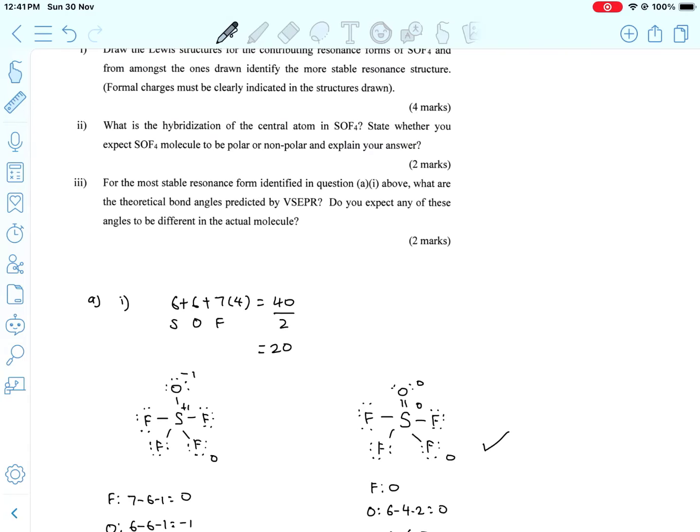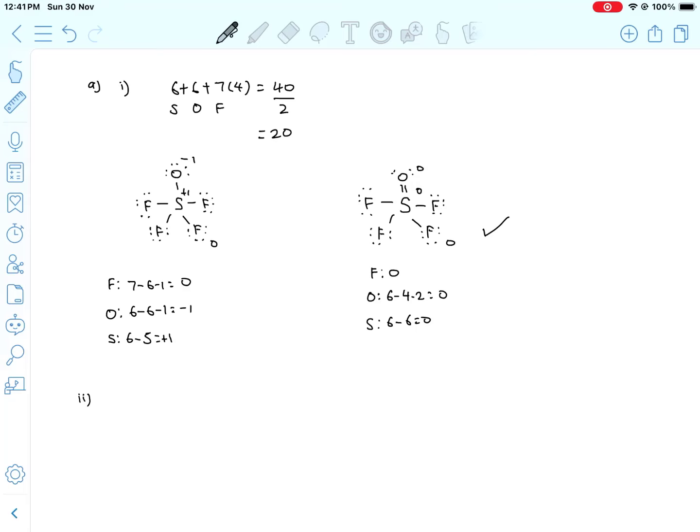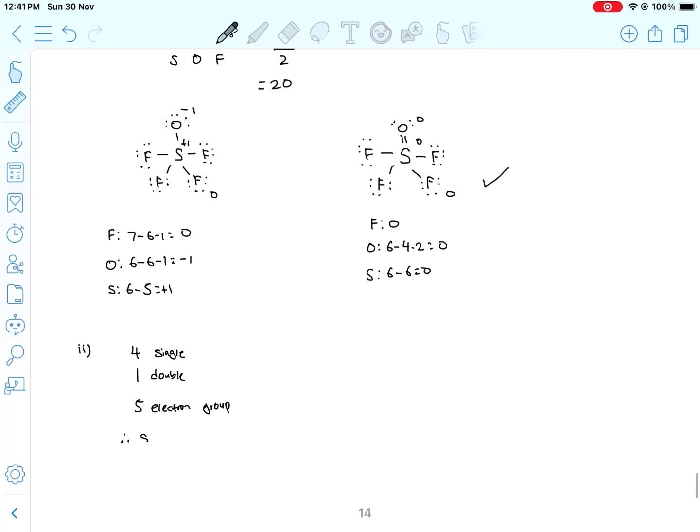For the second part of this question, we're asked to find the hybridization of the central atom, which is sulfur. So from the resonance structure, you realize there's actually 5 electron groups, 4 single bonds and 1 double bond. But you have to keep in mind that a double bond still counts as 1 electron group. And from this, you can deduce that it's sp3d hybridization.